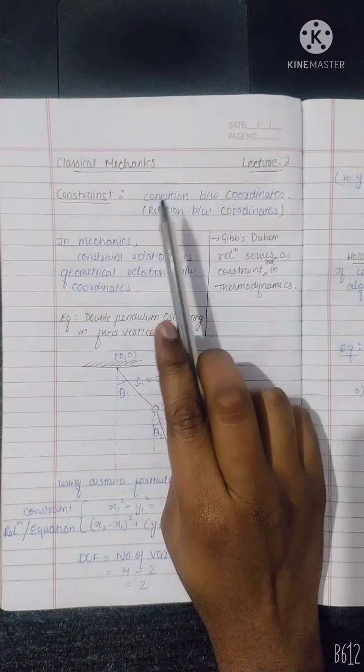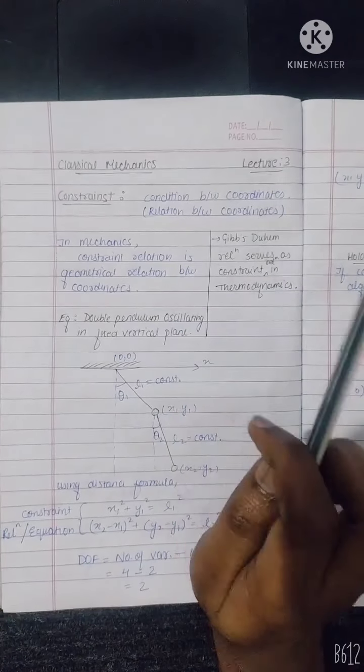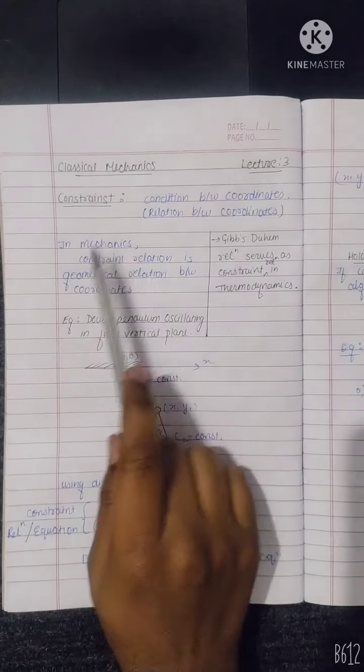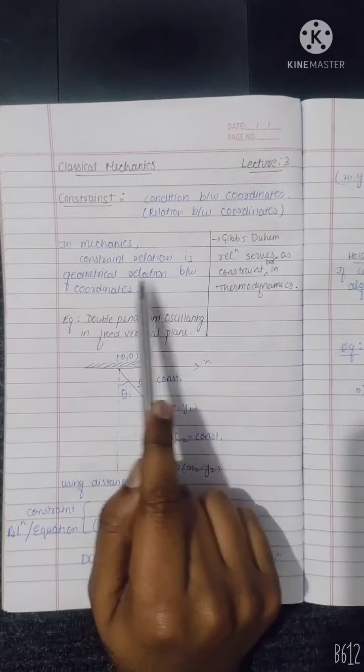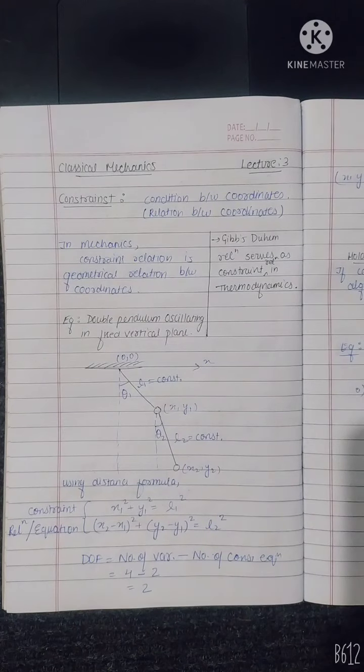Constraints are basically conditions between coordinates, or the relation between coordinates. The simple definition of a constraint is basically a relation between the coordinates. In mechanics, a constraint relation is a geometrical relation between coordinates. Whenever we talk about mechanics, whatever the constraints are, these are basically the geometrical relations.